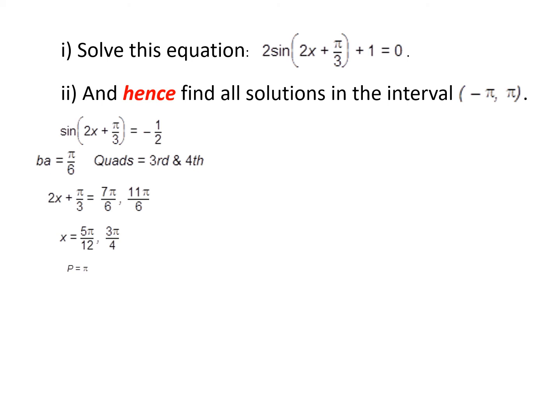So I take both of those solutions and say plus k pi, or n pi if you're an n person, where k is an element of the integers. And we're done. That's a general solution.